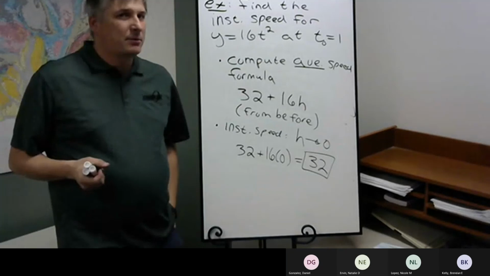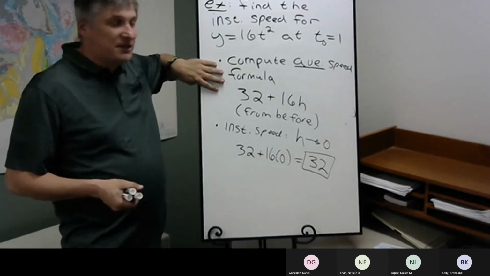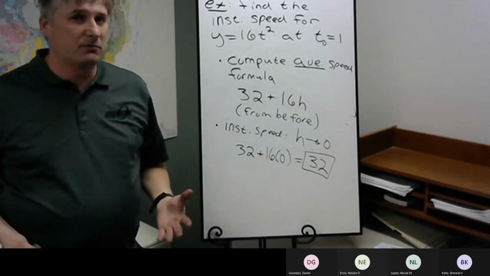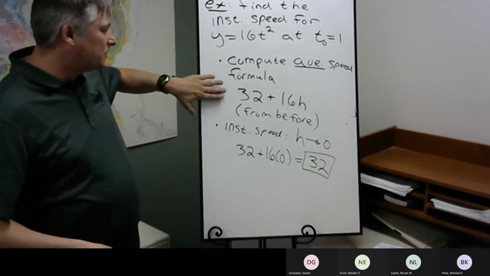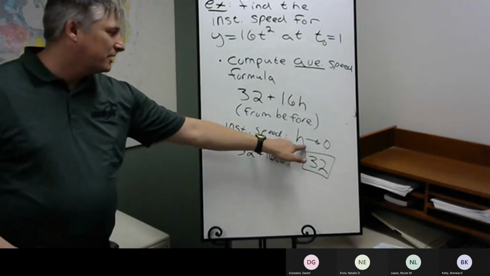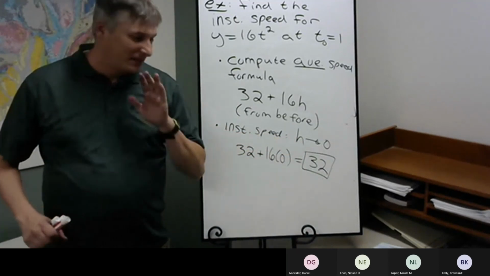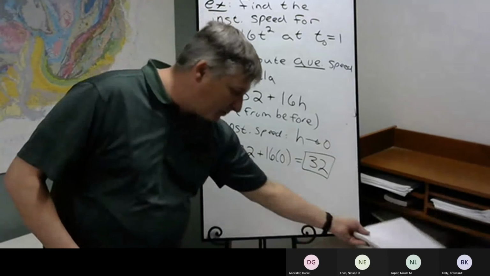So when doing this type of problem, you're doing most of your heavy lifting in this step. You're going to compute the average speed formula. And then once you've got that, to get the instantaneous speed, just let h be 0. And there you go. And so that's the two things with rates.